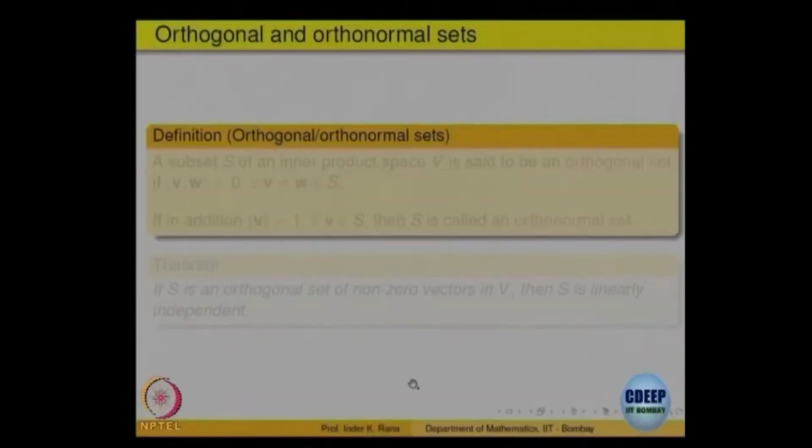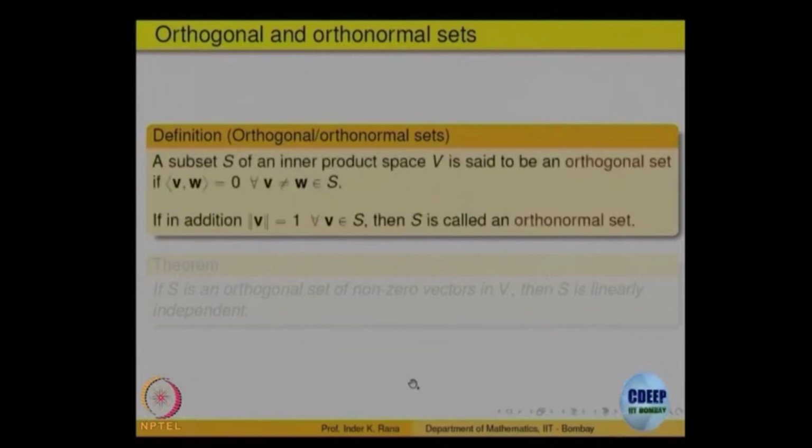So, once you have the notion of perpendicularity, you can talk about orthogonal sets. A set of vectors in an inner product space, we will call orthogonal if any two of them are perpendicular to each other, that is, the dot product is equal to 0. Whatever be the definition of dot product, once there is a dot product, we can define perpendicularity with respect to that dot product. And we will say it is orthonormal if each vector has length 1, like in finite dimensional spaces.